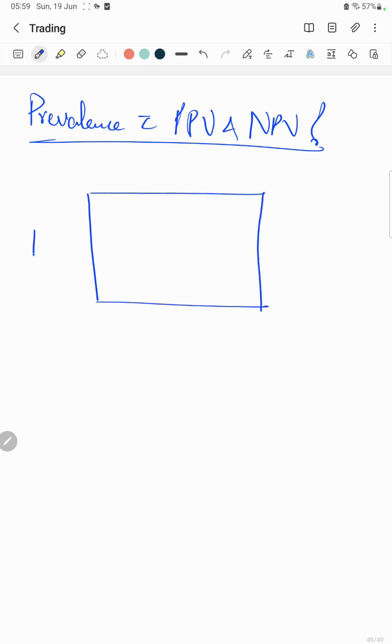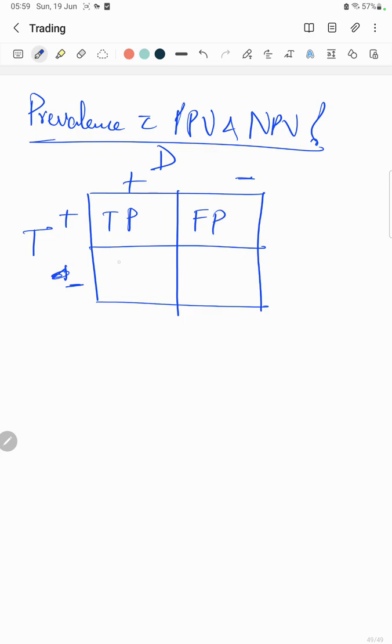So this is the test, this is the disease, this is positive, this is negative, this is positive, this is negative. Now this is going to be true positive, this is going to be false positive. Why false positive? Because the test gives you positive, but it's a false positive. The test gives you negative, so it's a false negative, because it should have been a positive. And here's going to be true negative, because it's a negative and the test gives it negative.